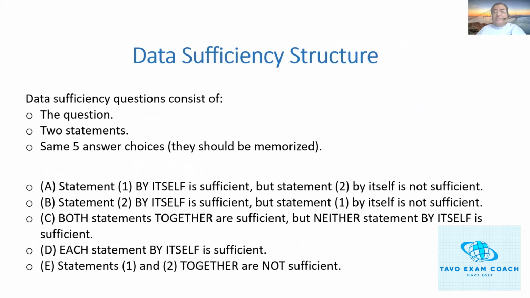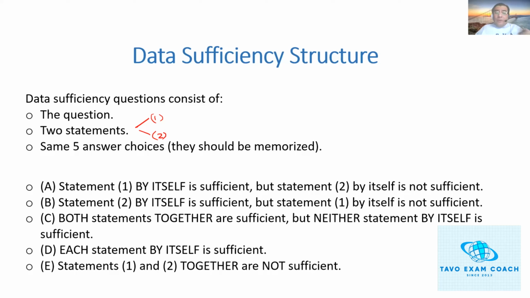Now, what is the data sufficiency structure? The data sufficiency questions consist of a question, two statements or affirmations that are always true. They are labeled 1 and 2, and the same 5 answer choices that appear below. The purpose of this type of question is to validate whether using the information in the statements, first individually, and perhaps also combining the information in both statements, you're able to deliver just one answer to the question.